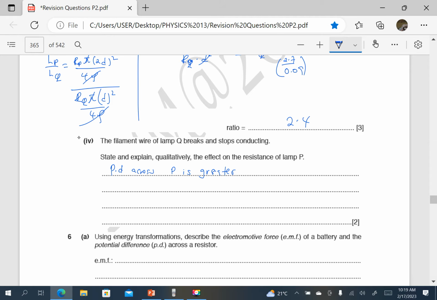So the PD across P is greater, or the PD across resistor R is less. If it is greater in P, it is less in R. So that means there will be a greater current through P. A greater current flows through P, and of course, since this is a filament, it also implies that the temperature is going to increase, which means the resistance will later on increase. So the resistance of P increases.